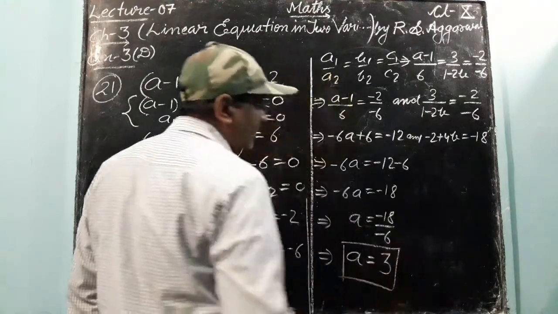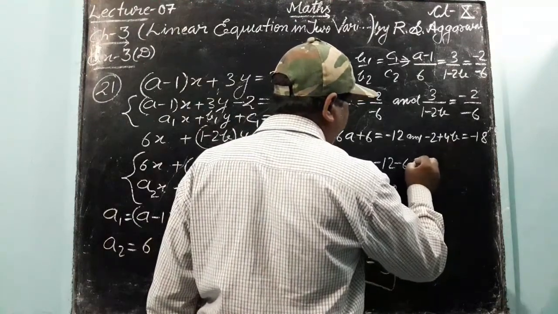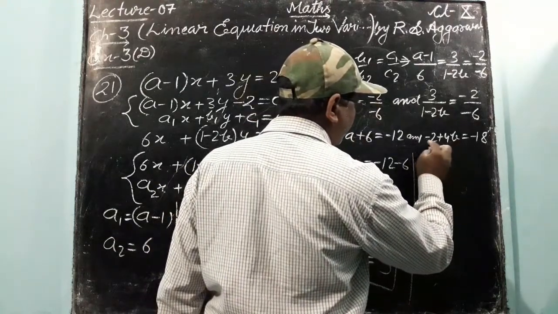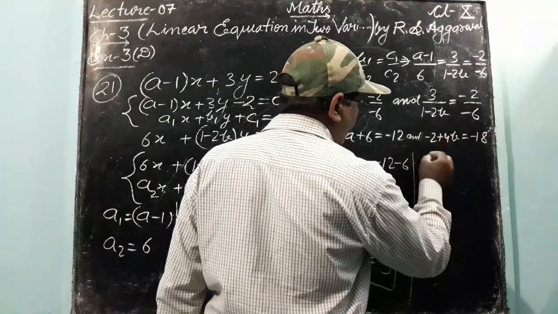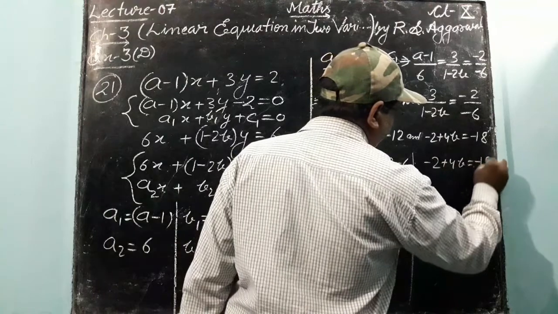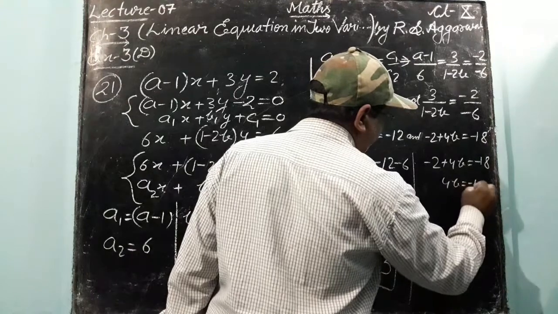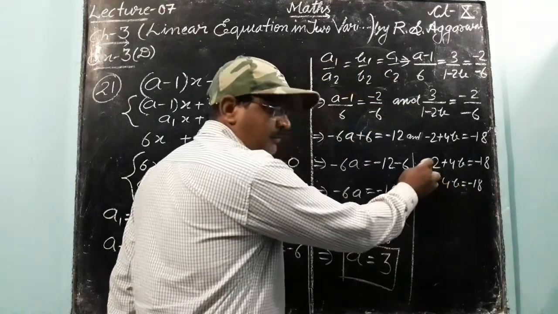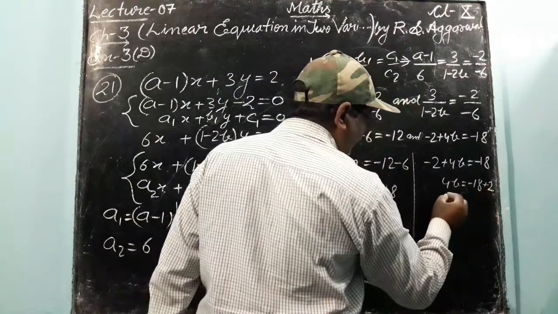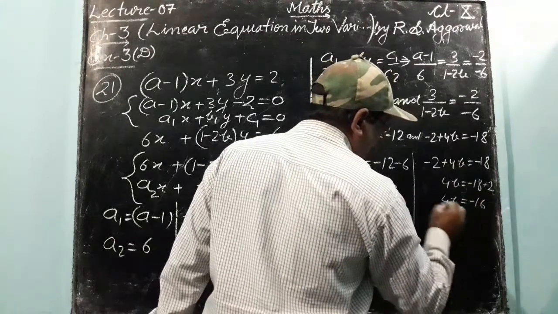Okay students? And from that you will solve this, then you will get minus 2 plus 4B is equal to minus 18, and then 4B is equal to minus 18 plus 2. Minus 2 transpose becomes plus 2, and then it will be 4B is equal to minus 16.